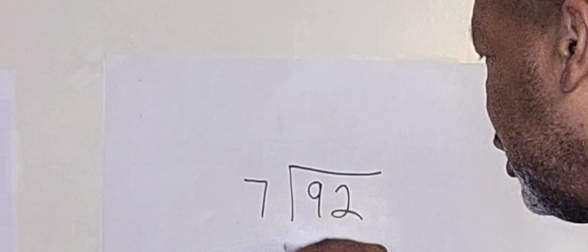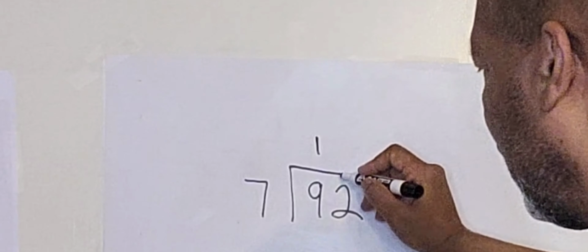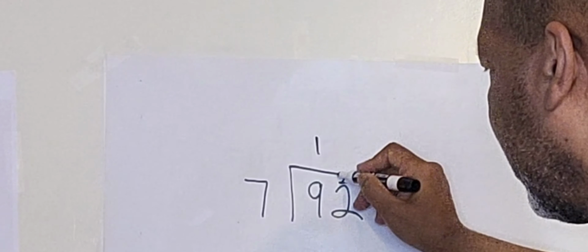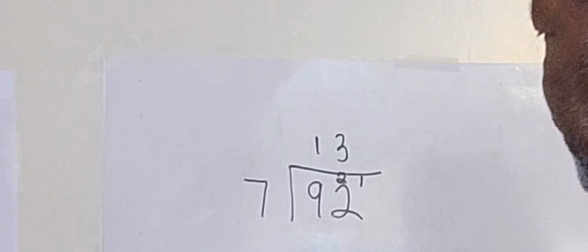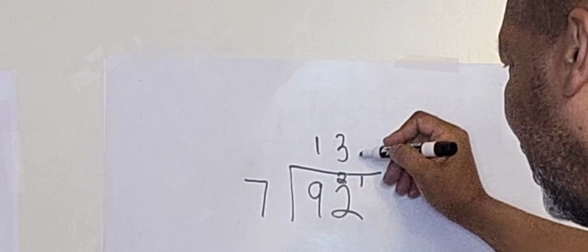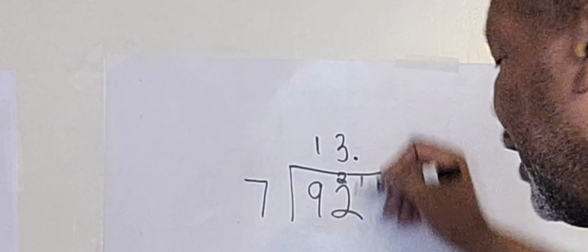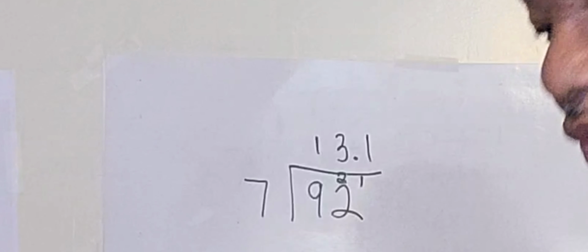Okay? We'll go a little quicker this time. Okay? Again, 7 goes into 9 1 time with 2 left over. Put the 2 here. Okay? 7 goes into 22 3 times with 1 left over. 7 goes into 1 0 times, so we put a dot. And then we go back to the 1 and we make it into a 10. It goes into 10 1 time with 3 left over.